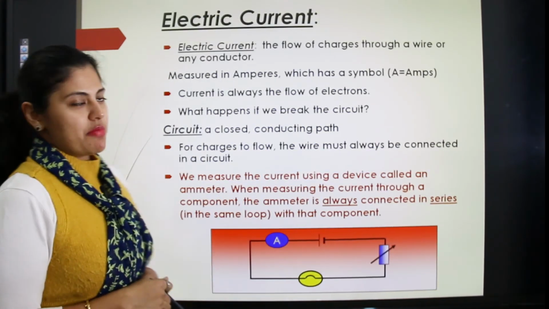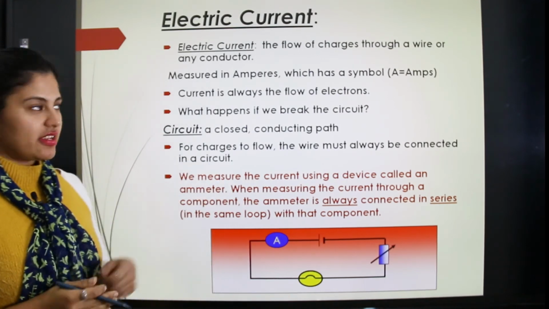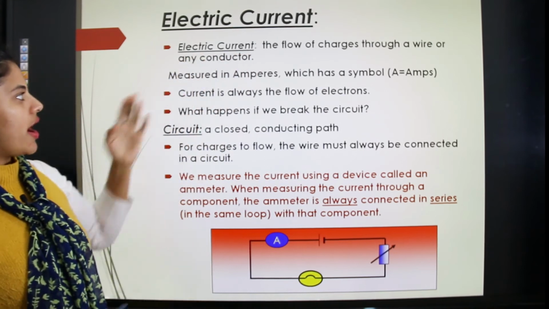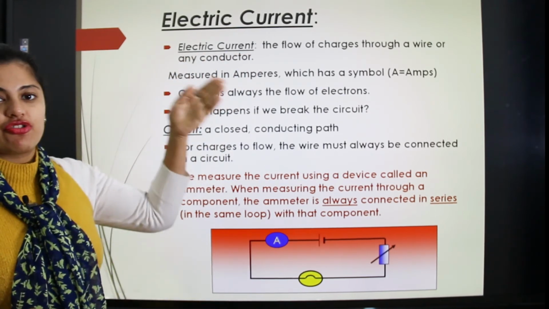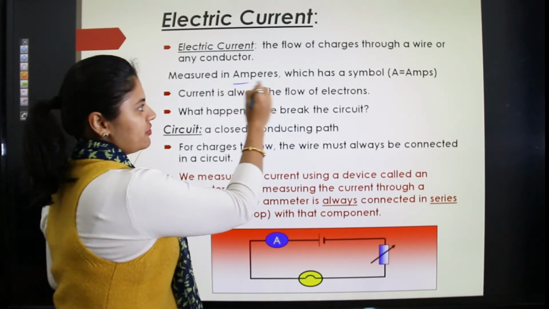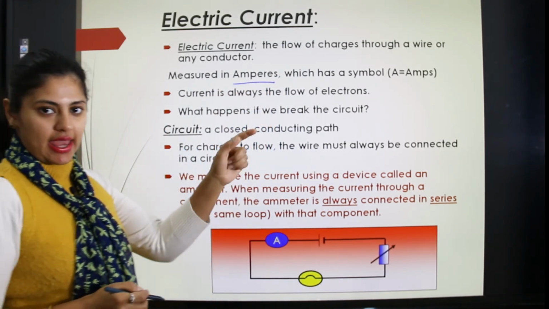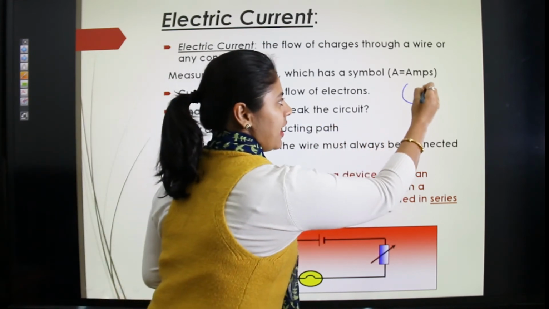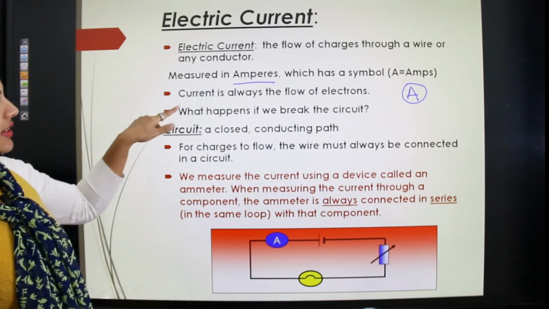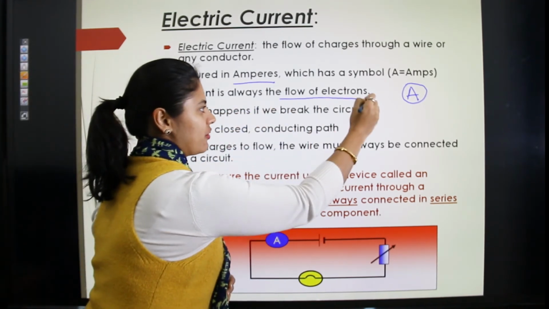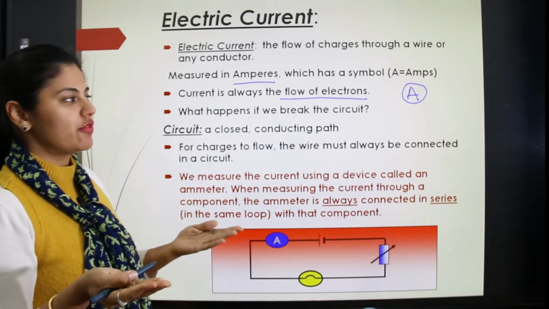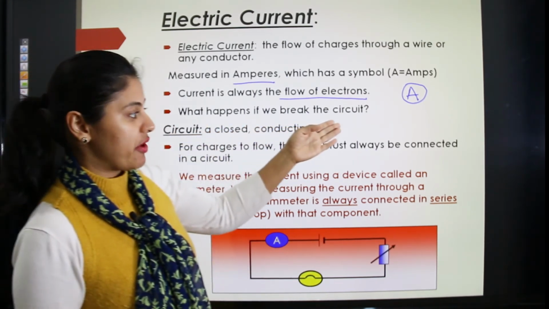Now let's learn about current. Okay, so let's learn about electric current. Electric current is the flow of the charges through a wire or any conductor. So flow of the charges, as we talk about the flow of the electrons, measured in amperes, which has the symbol A. So you need to remember that it is the symbol A and it is drawn like that. And A is amps. Current is always the flow of electrons. So basically every time we need to talk about the flow of the electrons and the flow of the negative charge.